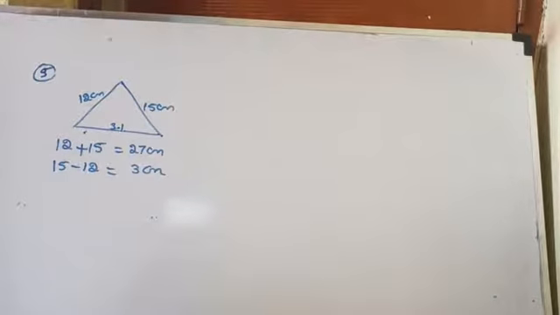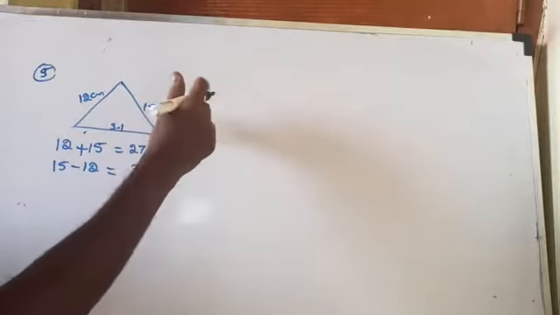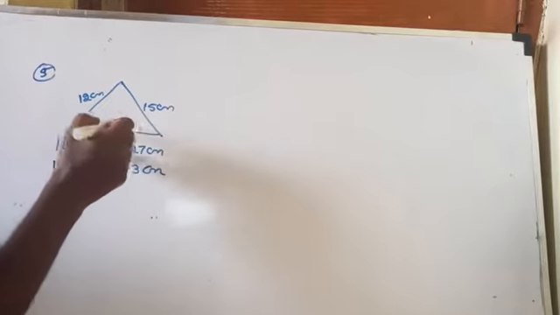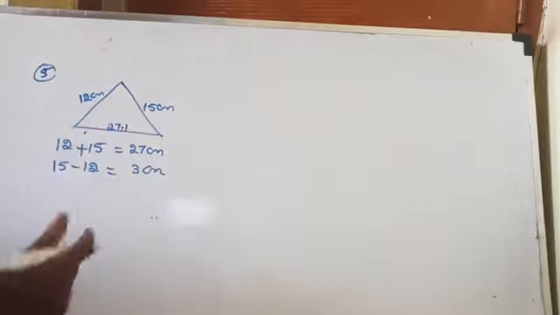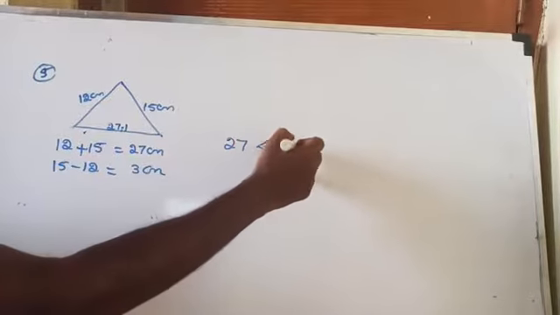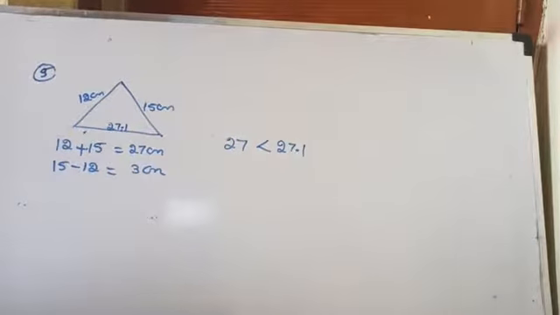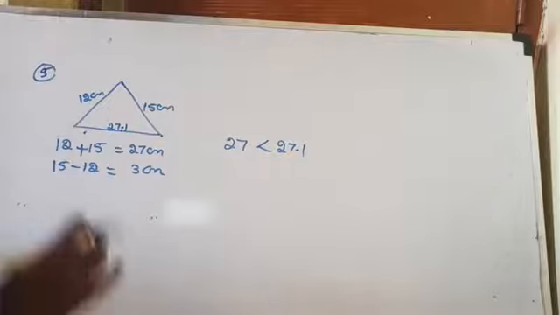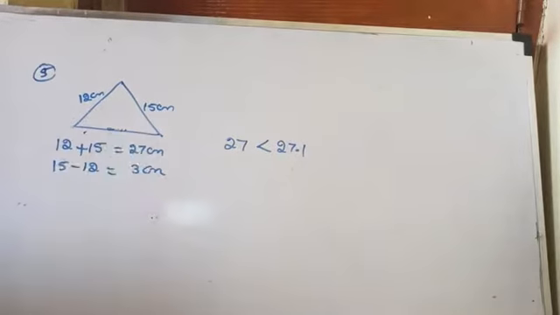So the third side should fall between 3 and 27. If you take 27.1, then 12 plus 15 is 27, and 27 is less than 27.1. So the third side should lie between 3 and 27.